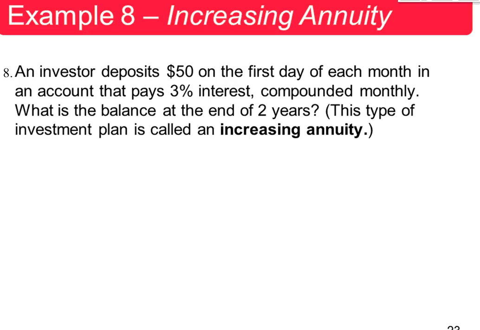This type of planned investment is called an increasing annuity. And so we have to remember the old interest formula. What is the interest formula? That's the P times, one.